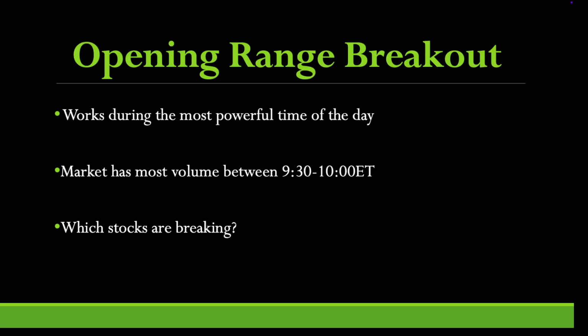So I want to first discuss the opening range breakout and what this is. With this, it only works during the most powerful time of the day, and that is between 9:30 to 10 ET. Why does this only work between this time period? It's because it has the most volume in the market. This is when every single broker is open, and this is when majority, 100% of the market essentially trades during this time.